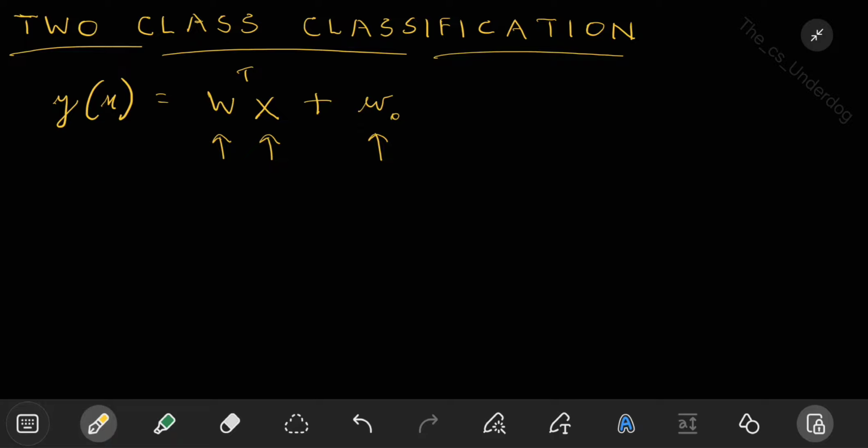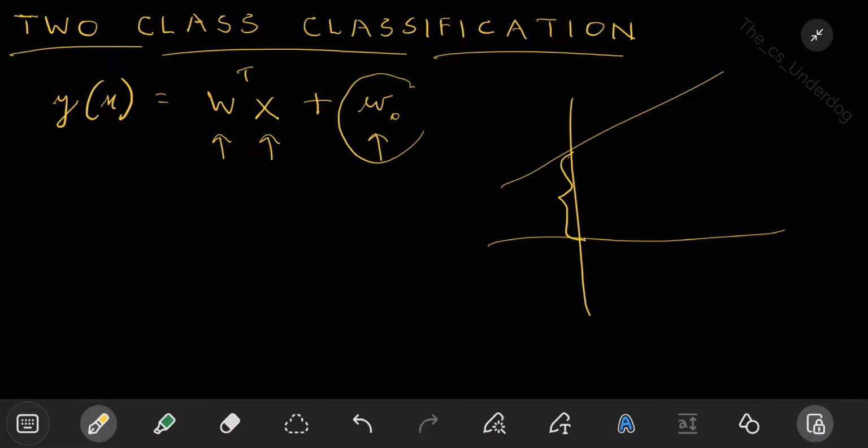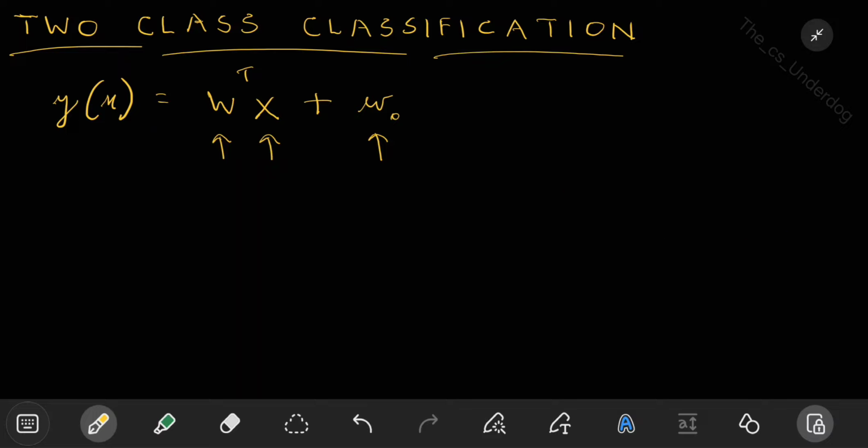Here this bias is something like, let's say you have a line like this. If you plot the equation of the line, it will be y is equal to mx plus c. So what is the c? It is the y-intercept. This W0 is a concept very similar to this. So that's what you call as bias. We'll get to know more about this W0 as we go along.